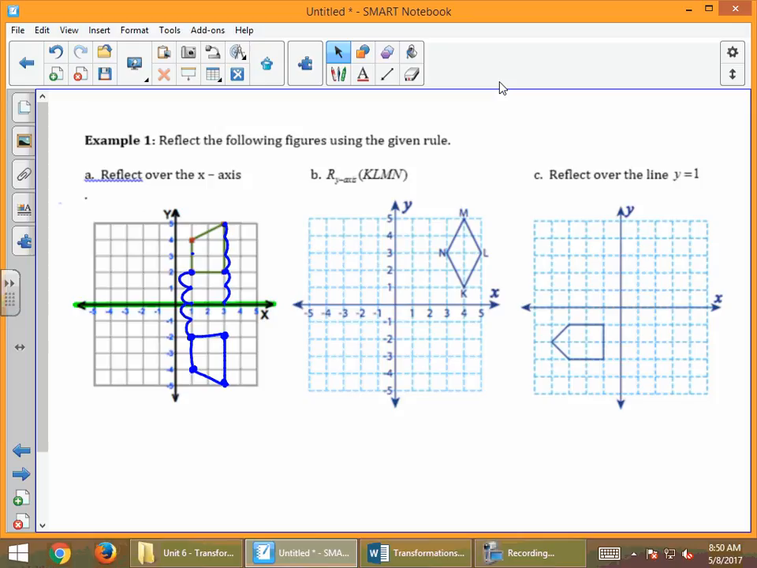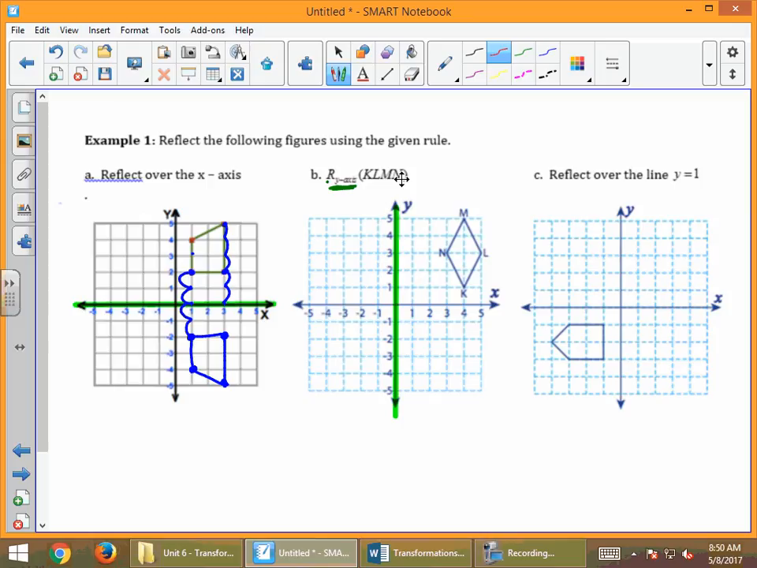If we look at B, this time we're reflecting over the y-axis. We have a capital R. Right here is telling me what I'm reflecting over. So it's saying I'm reflecting over the y-axis. So I'm going to highlight the y-axis. Then again, same steps as before. You're just counting how far each point is away from that line.